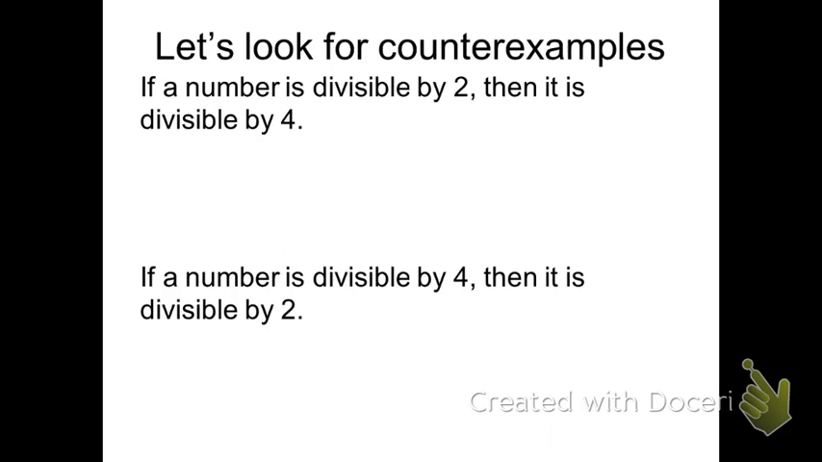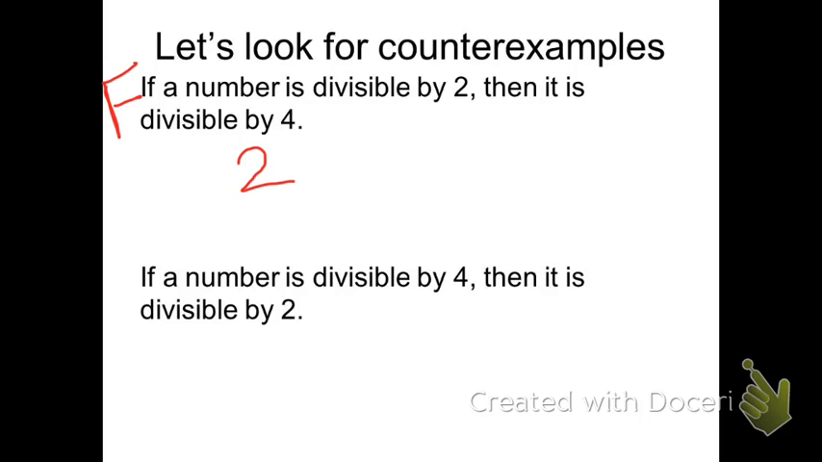Let's practice finding counterexamples. The first conditional statement reads, if a number is divisible by 2, then it is divisible by 4. This statement is false because I could find a counterexample. The first number that comes to mind that's divisible by 2 is 2. But 2 is not divisible by 4. So since it fits the hypothesis but leads to a different conclusion, this would be a counterexample. So therefore, this first conditional statement would be false.